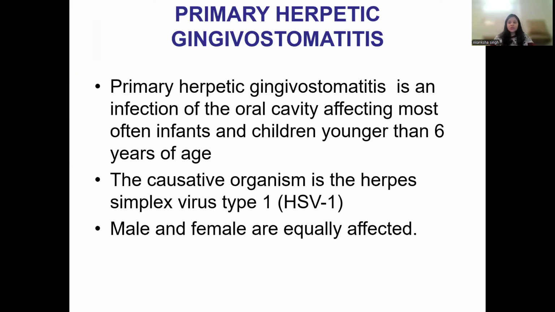Let's talk about the second thing, that is primary herpetic gingivostomatitis. Again, it's also a kind of acute gingival infection. It is an infection of the oral cavity which affects most often infants and young children who are younger than 6 years of age. So the age barrier is there. Again, the causative organism is none other than the herpes simplex virus 1. Male and female are equally affected.